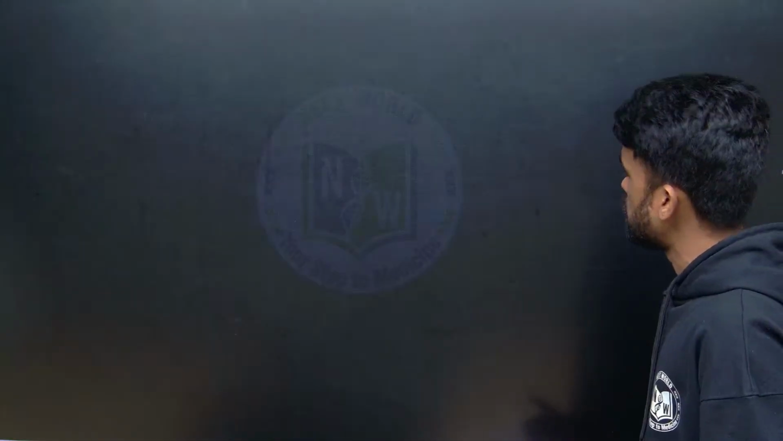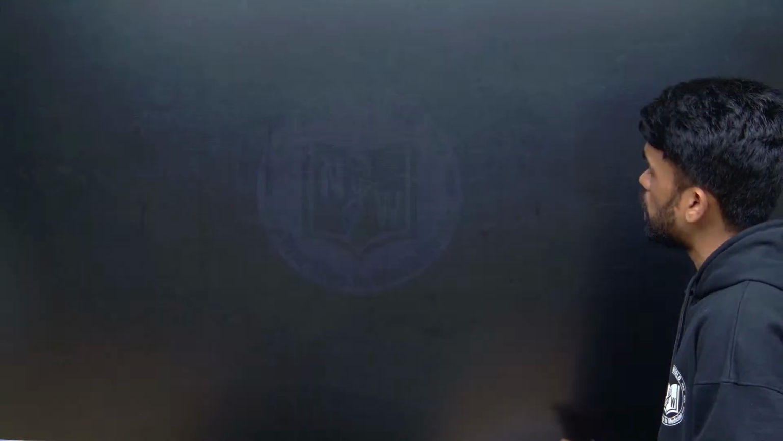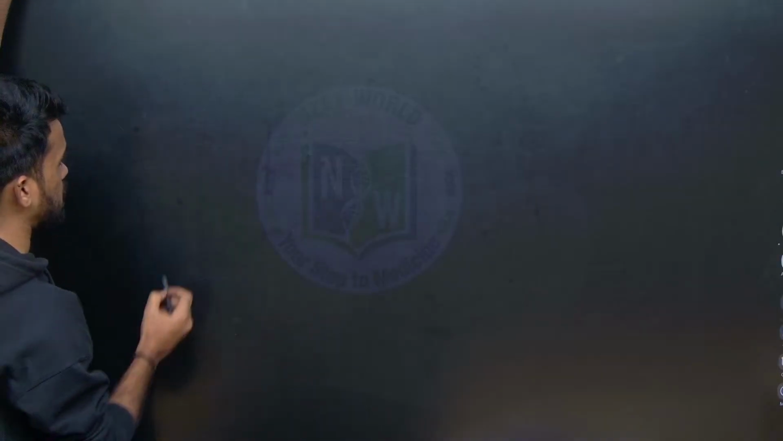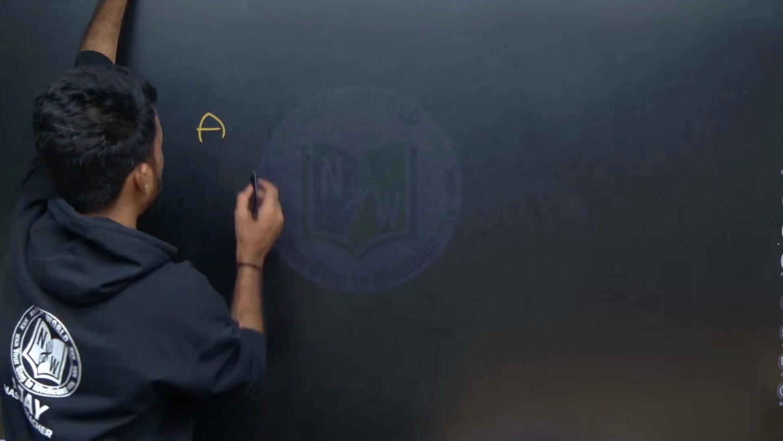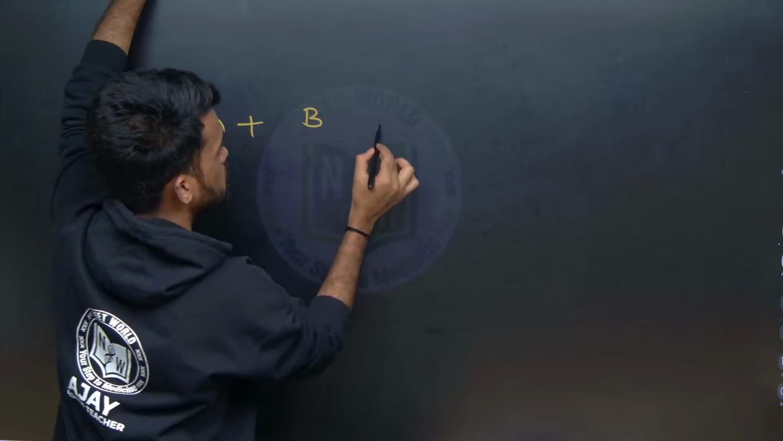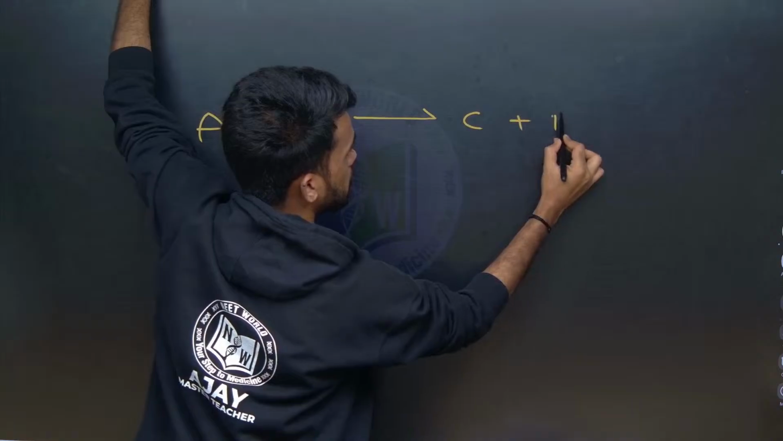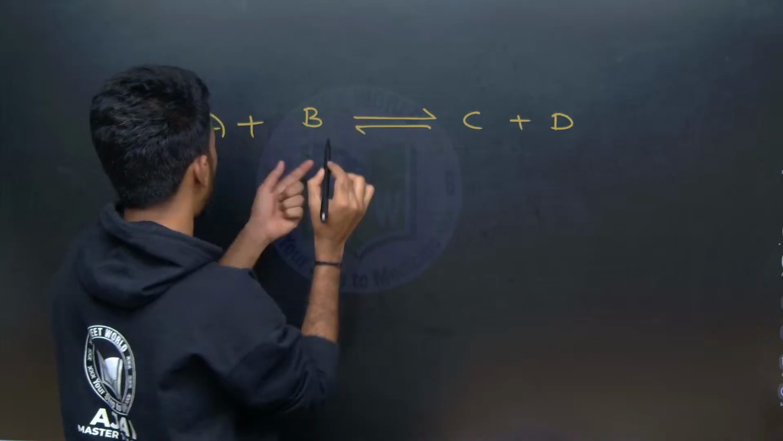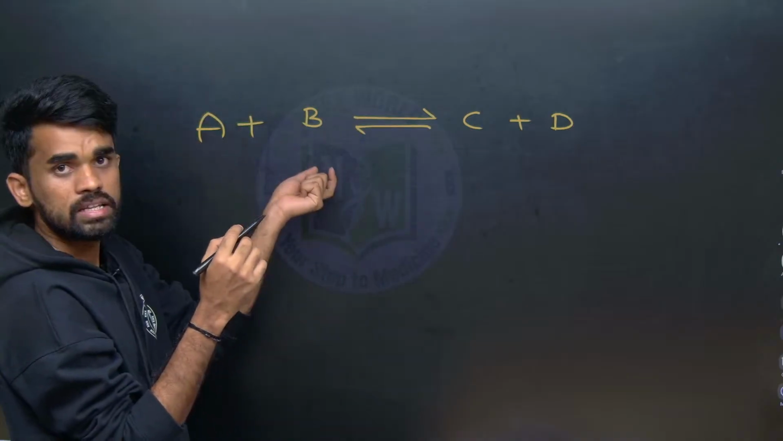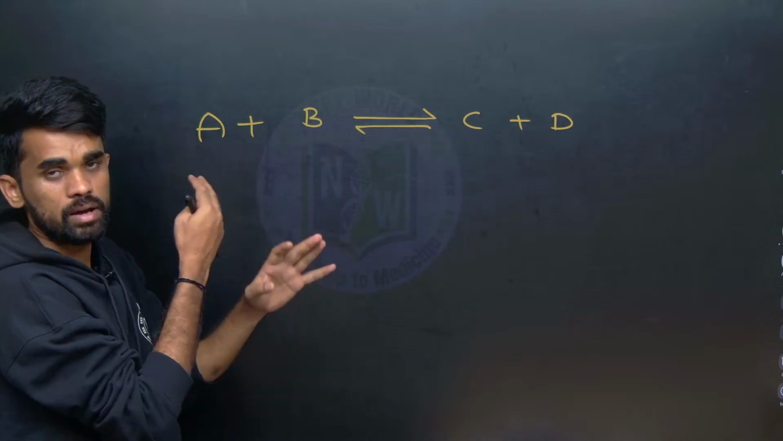The next thing is the graphical representation. Before going to the graphical representation, let us understand a little more about the equilibrium representation. Let us say A is a reactant, and B is another reactant. These two reactants combine to form some product C and product D. Then C and D again recombine to form A and B, to show the reversible reaction.